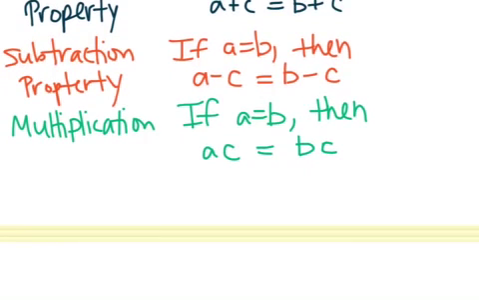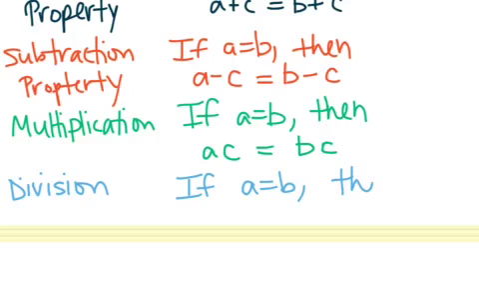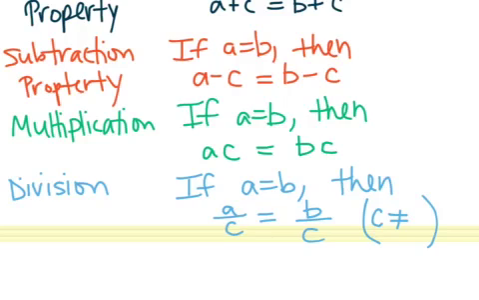Okay, so then we have division. The division property of equality states if A equals B, then I can divide A by C, and it's the same thing as dividing B by C. However, I'm going to put in parentheses, you need to make sure that you're not dividing by 0. So C cannot equal 0, because then it would be undefined.